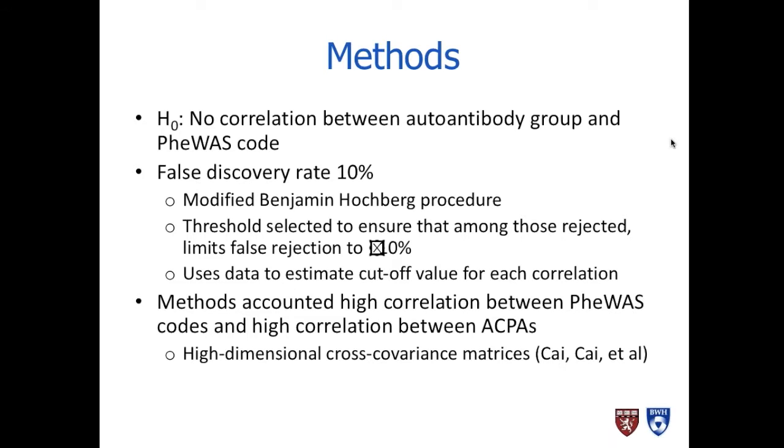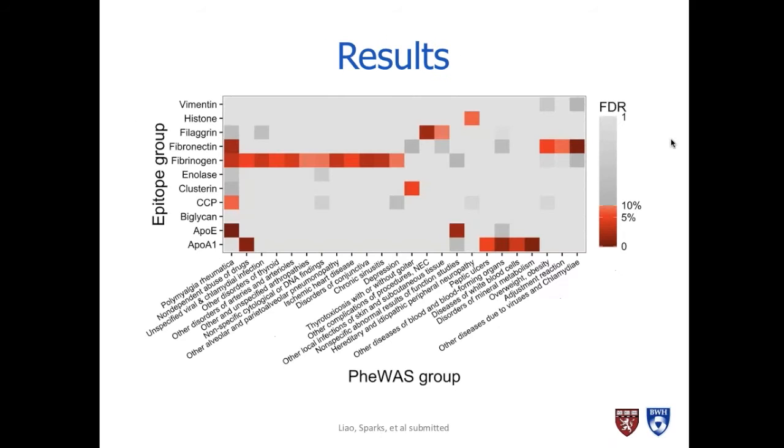I'm going to skip to our results here. This is how we tried to visualize it. We didn't really see a paper out there yet for how to do biomarkers in PWAS. What we have on the x-axis are all the PWAS groups, and this is the way they're described, that have a significant association with one of the groups on the y-axis. The y-axis is the targets of these autoantibodies.